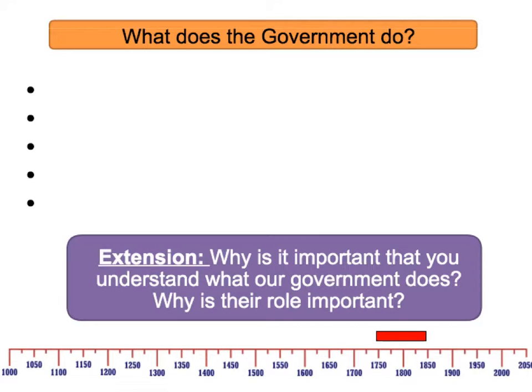So initially, what does the government do? Brainstorm. See if the class can come up with a variety of things. See if it can be narrowed down to 5 key points, the most important points. The extension question, why then is it important that you understand the role of the government? Obviously, Britain is a participatory democracy. We're all expected to vote, therefore we are all expected to have opinions.